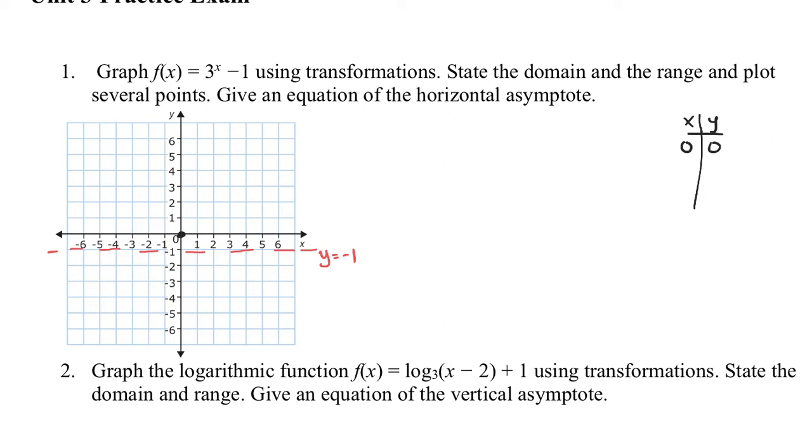Now we can let x equal whatever value we want at this point, because if you recall, the domain of exponential functions is all real numbers. So 1, for example, if we plug in a 1 for x, 3 to the first power is 3. 3 subtract 1 is 2. So (1, 2). And then if we let x equal 2, and plug in a 2 for x, 3 to the second power is 9. 9 subtract 1 is 8. So (2, 8) is on the graph.